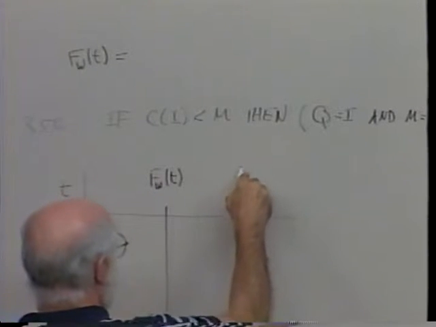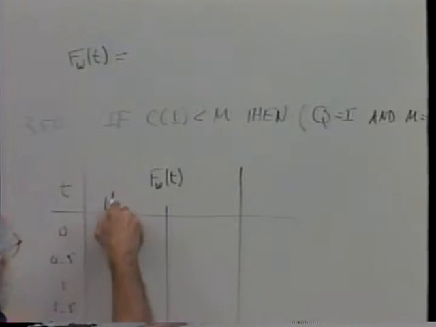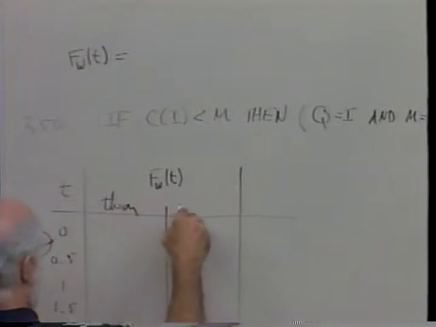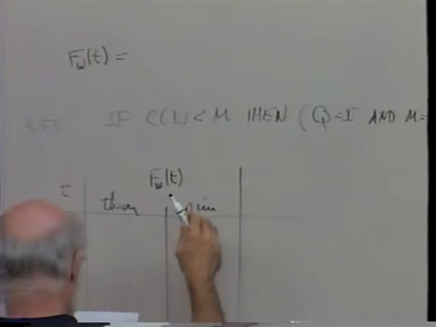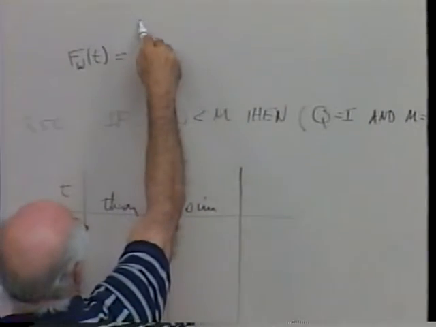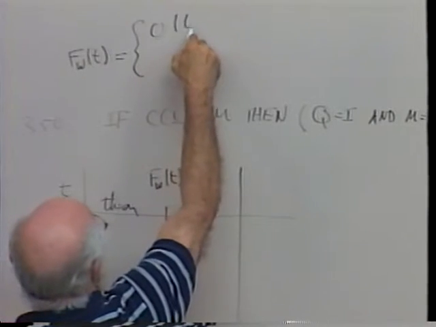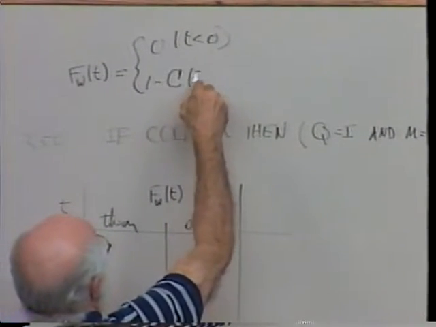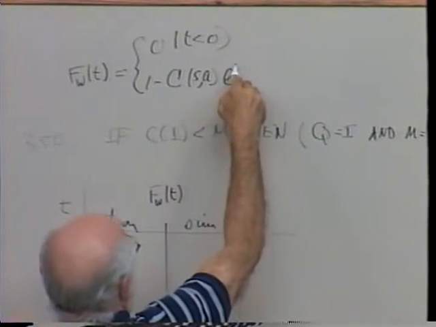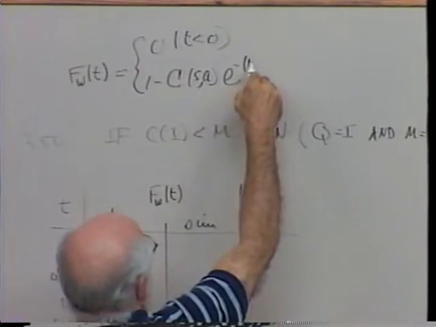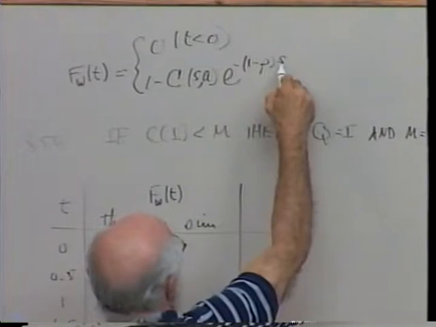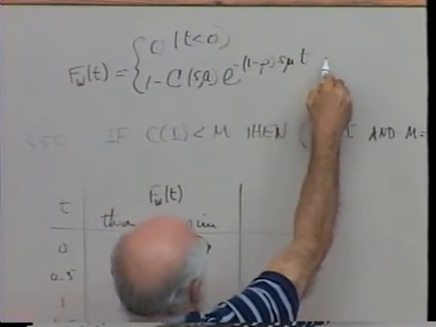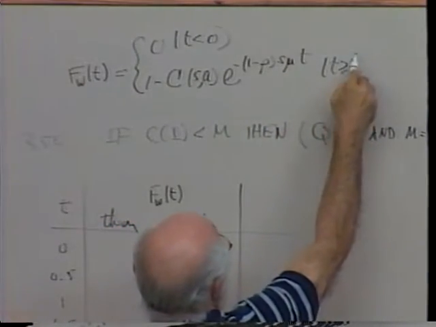Okay, now there's two pieces here. There's the theory and there's the simulation. In theory, what you're getting is this. You're getting 0 for T negative, and 1 minus the Erlang C times e to the minus (1 minus rho) S mu T for T greater than or equal to 0.